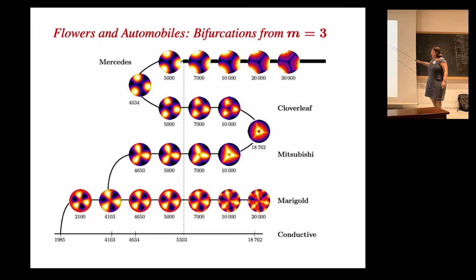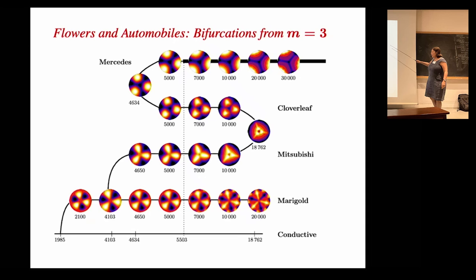Then it does a saddle node. We were trying to keep up with the Mercedes, and look, Mitsubishi, right? I have a Mitsubishi, so it's a good name. And it makes a saddle node and goes to a pattern. Couldn't find a car name for this. We looked. It's kind of like Toyota, but Toyota doesn't have threefold symmetry, and that's so important. So we called it clover leaf, and this one gets called marigold.